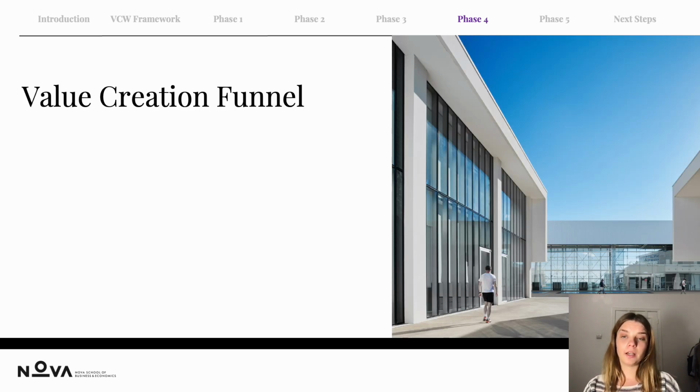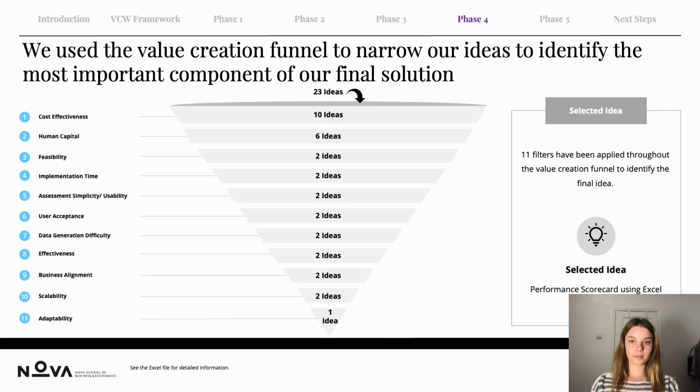Diving deeper, let me first present to you how we applied the value creation funnel. We began with a total of 23 ideas, which were clustered together based on the number of components that are necessary for implementation of our final solution. We filtered each of those ideas through 11 filters that were mostly based on the 3 M's. As you can see from the graphic, the majority of the ideas were not cost-effective or required too much human capital in their implementation or use.